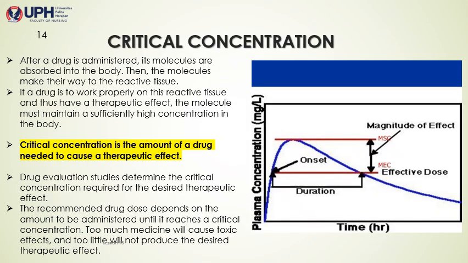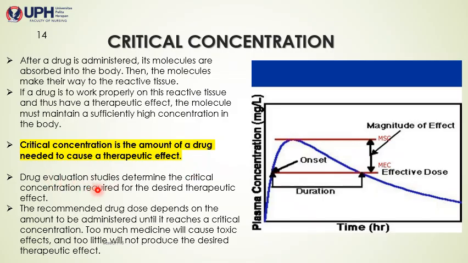Let's move on to the critical concentration. Once the drug is administered, its molecules are absorbed into the body. Then the molecules will find their way to the reactive tissue. If a drug is to work properly on this reactive tissue and thus have a therapeutic effect, the molecule must maintain a sufficiently high concentration in the body. Critical concentration is what we call the amount of a drug needed to cause the therapeutic effect.